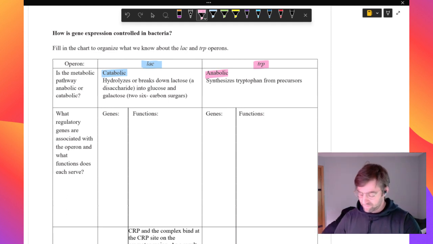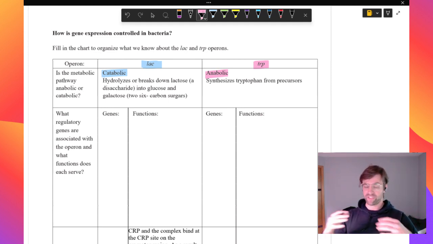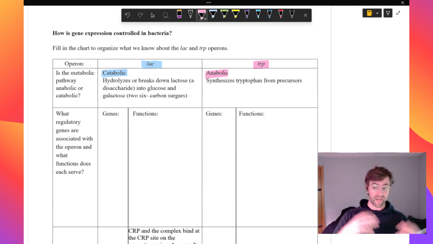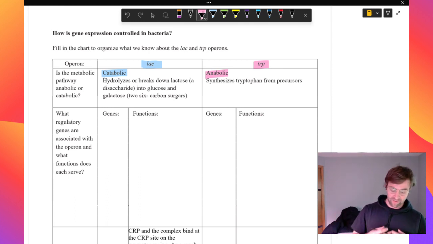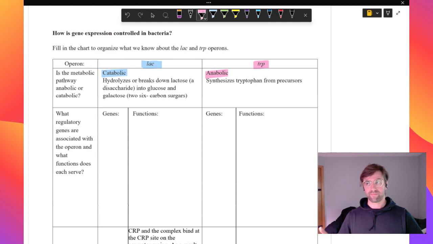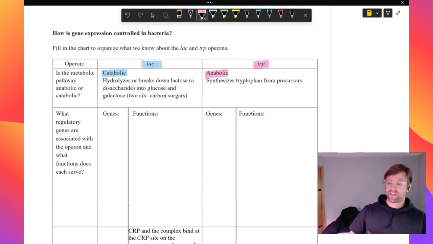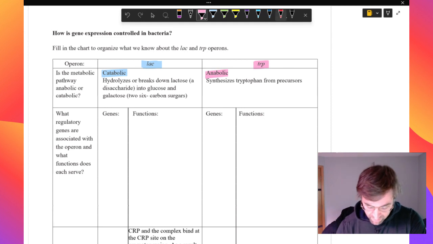Building things up usually requires energy. Just to review a little bit of the content that you had earlier in the year, that is an endergonic process. It requires energy, right? Versus exergonic. Exergonic releases energy, and that would be your catabolic process.